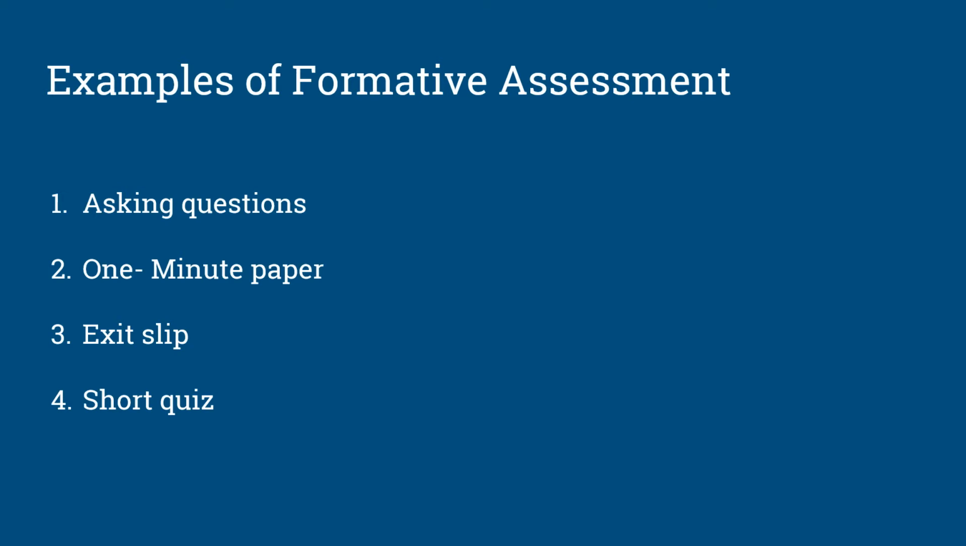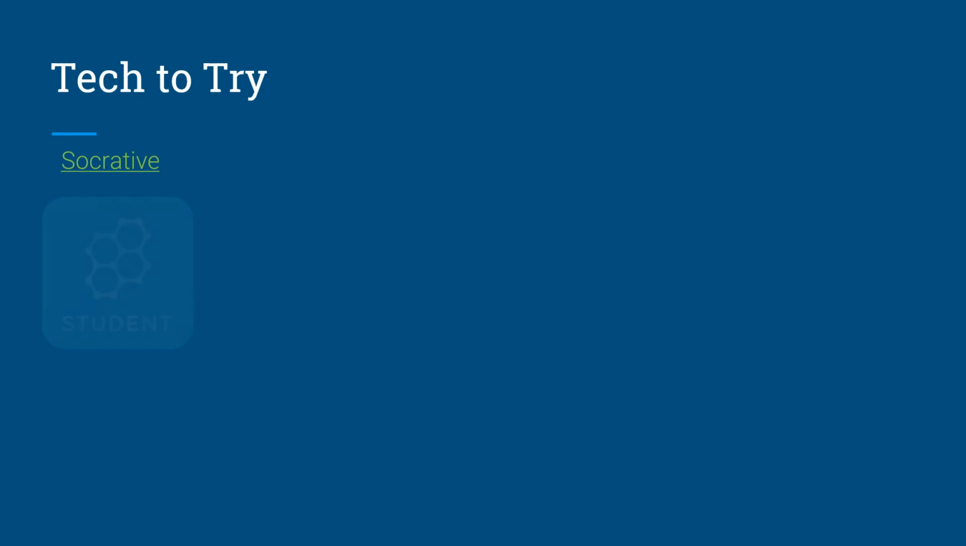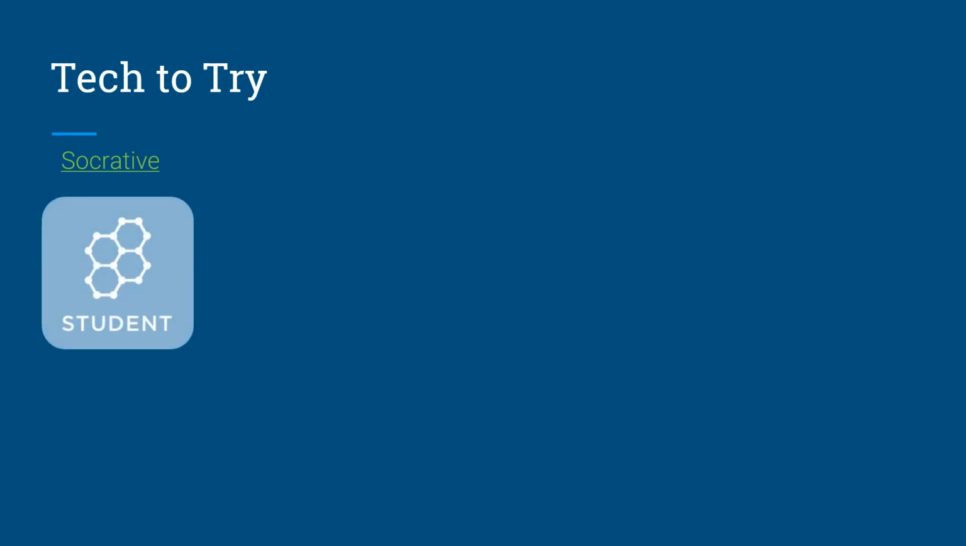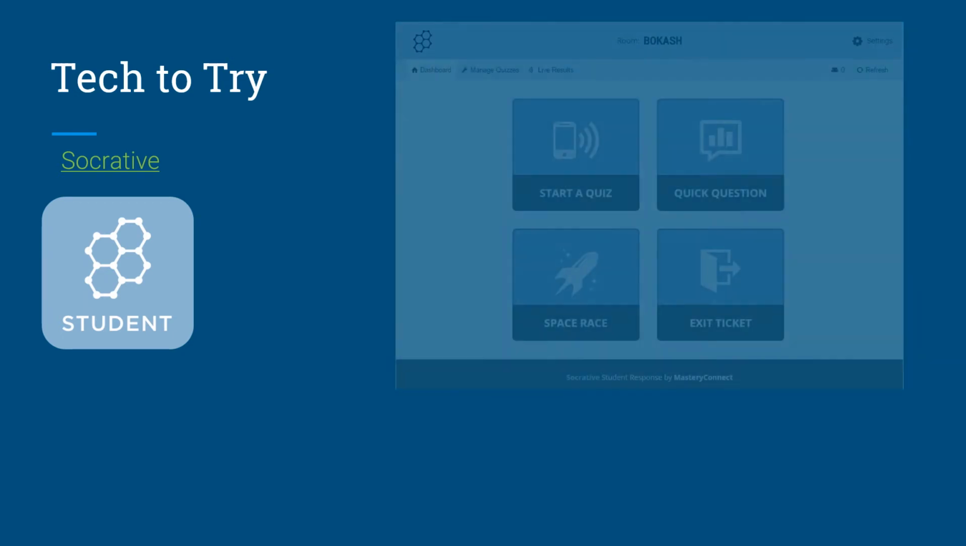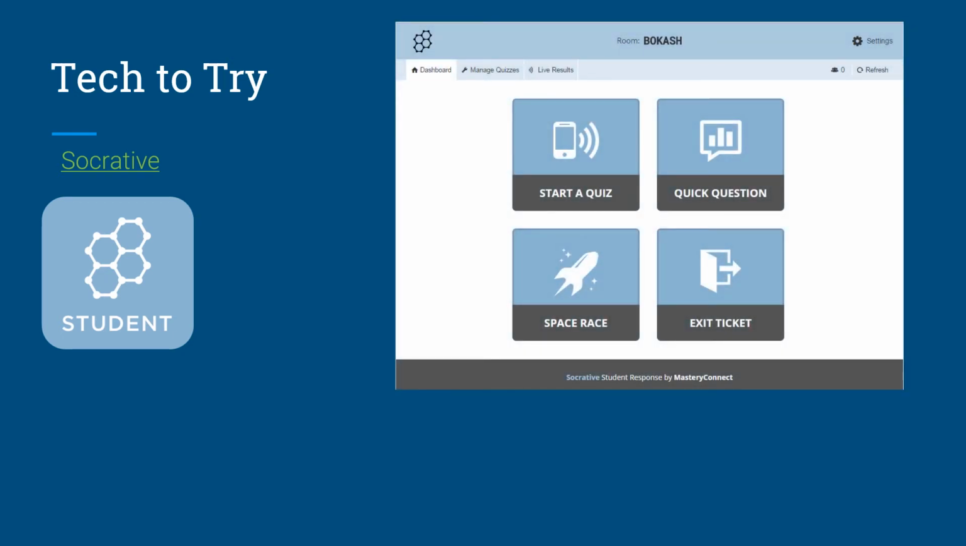Here are a few examples of formative assessment to help students and teachers in the learning process. Feel free to get creative and use other methods outside of the ones listed. Socrative is a great and free formative assessment app. Teachers can create quizzes, a space race, or an exit ticket and personalize it for the class.